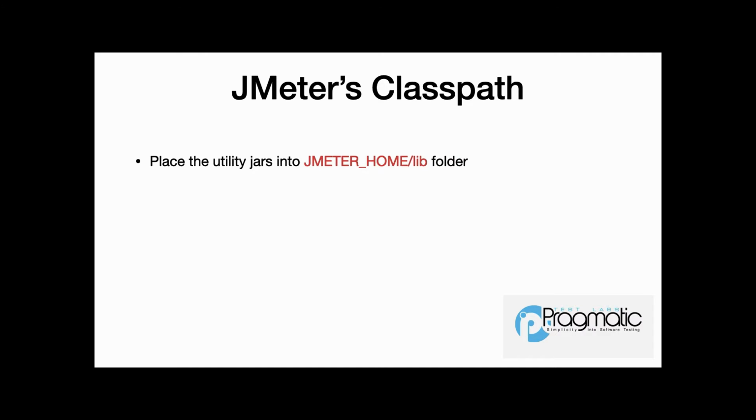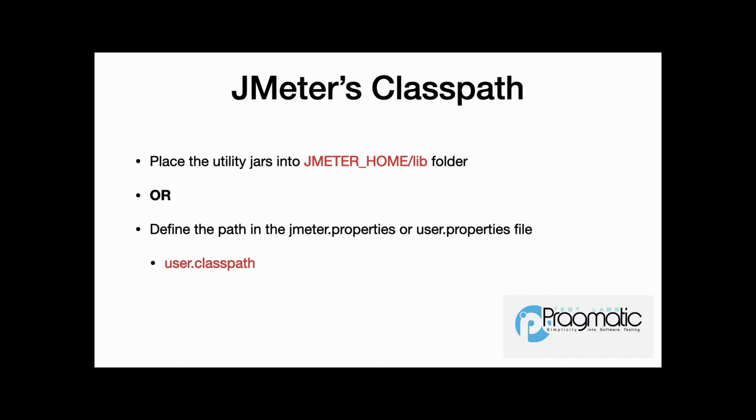Let's see how to set the class path. You can place the JAR file into the JMeter lib folder. If you are not comfortable with this, you can set up properties in the jmeter.properties file or user.properties file and place the location of the JAR file, in user.classpath or plugin dependency path. You will see them in the example.